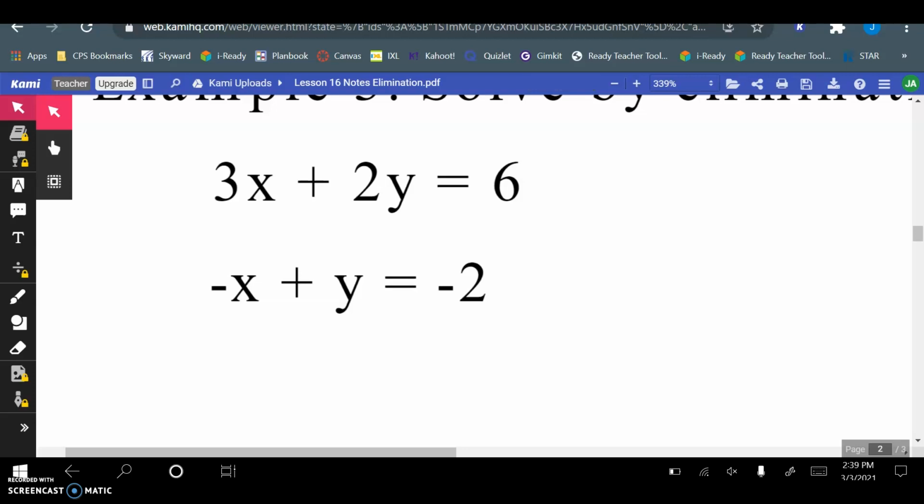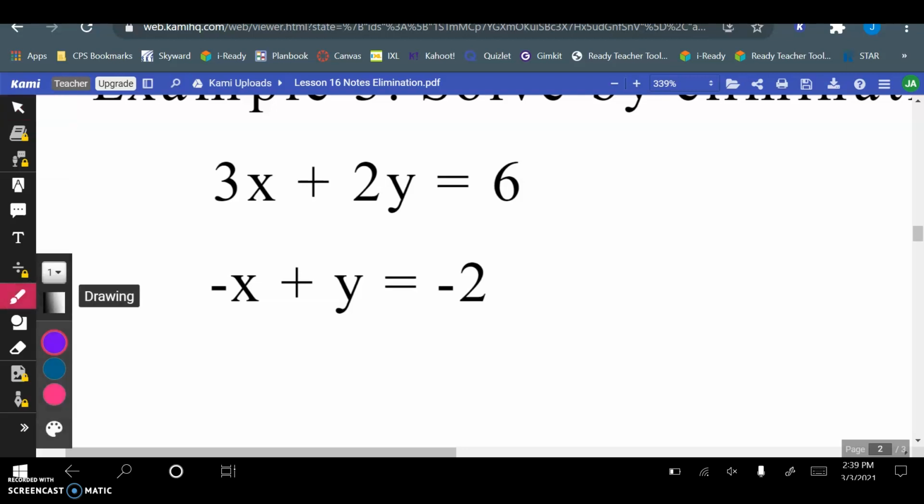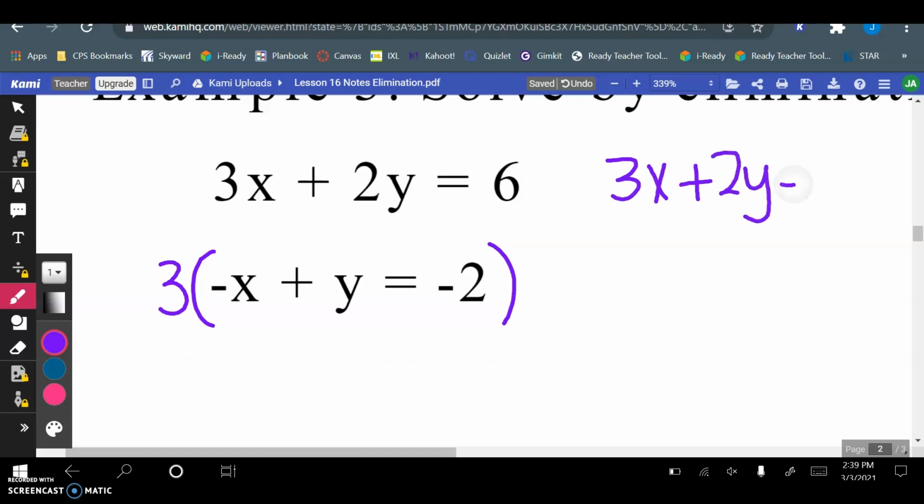I just need that bottom one to be a negative 3 instead of a negative 1. So I'm going to multiply everything by 3 so that it is negative 3x, and they cancel when I add down. So I'm going to keep the top equation the same, just rewrite it over here. And I'm going to times everything by 3. So I'm going to have negative 3x, positive 3y, and negative 6.